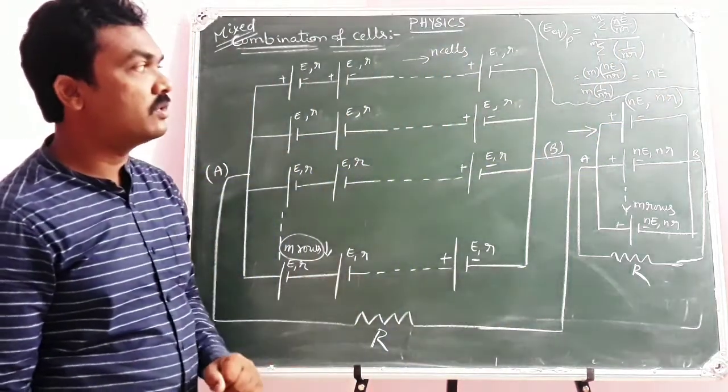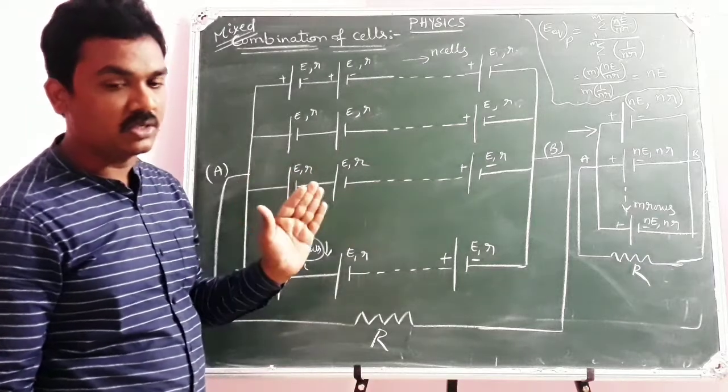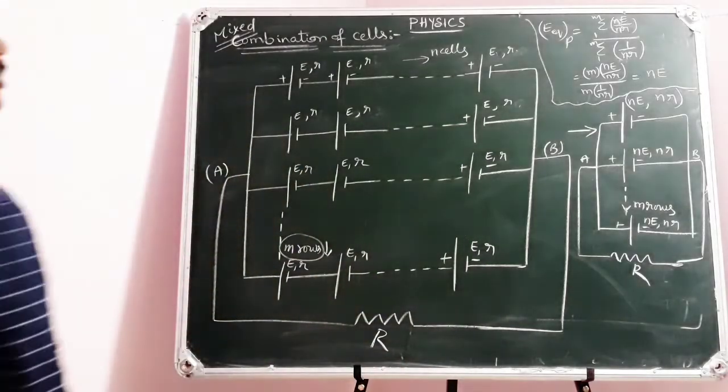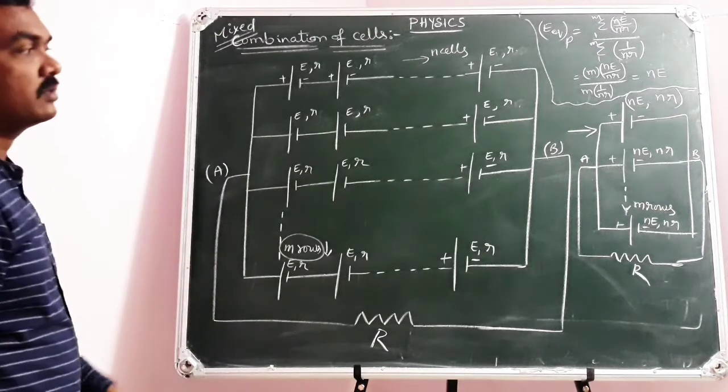Now let me write the equation for equivalent resistance so that I can draw the circuit current equation. Once you note down, I am going to erase this.